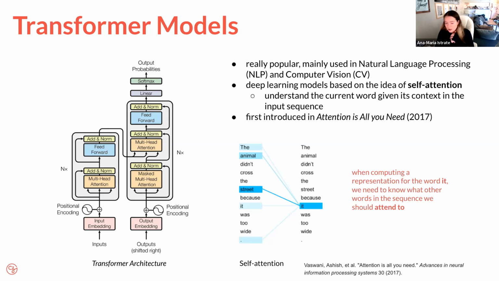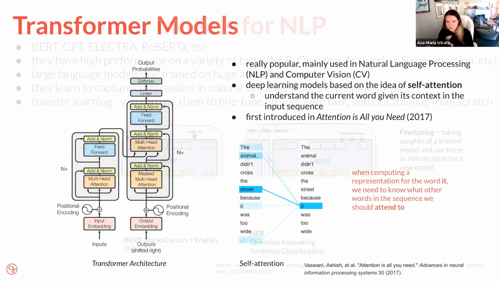And there's this example that I really like. You have the sentence, the animal didn't cross the street because it was too wide. So when you want to compute a representation for the word it, in this case, basically you need to know what other words to attend to. As humans, we're able to say that, well, it refers to the street because the street was too wide. So this is the core of self-attention.